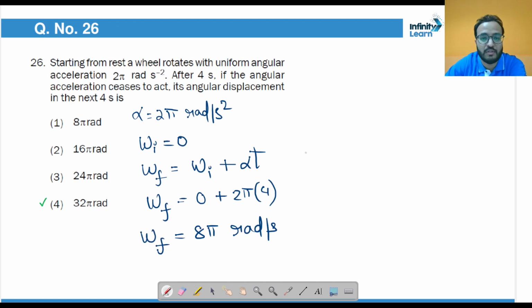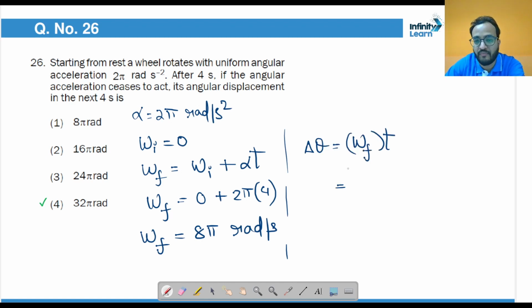Now this velocity is constant. So what is the displacement? Now alpha is 0. So you will say delta theta is equal to omega final into t only, because it is constant, alpha is 0. So 8 pi into the next 4 seconds is 32 pi radians.